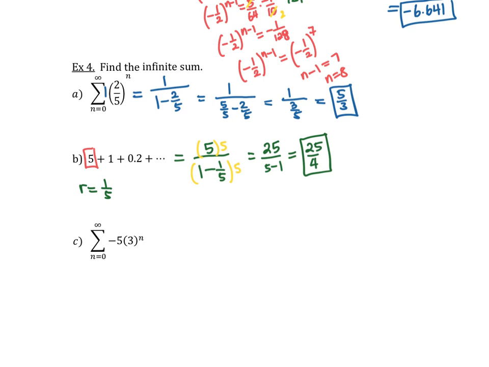Last one. C is an infinite sum. It's going from 0 to infinity. This looks like a geometric series. It has a1 times r to the n. So I want to find the sum of it. Now there's a problem with this one. If I look at this one, the r was 1/5. If I look at this one, the r was 2/5. If I look at this one right here, r is 3. But the absolute value of r has to be less than 1. So this is going to be undefined because the absolute value of r is not less than 1.